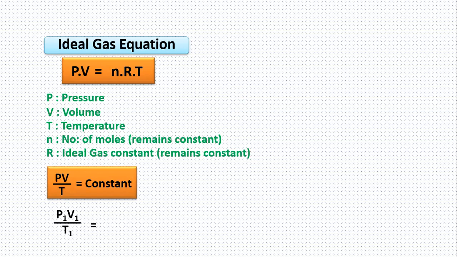So PV upon T is equal to constant. So we get here P1 V1 upon T1 is equal to P2 V2 upon T2. So we observed here the ideal gas equation and we learn here how to use the ideal gas equation. P1 V1 upon T1 is equal to P2 V2 upon T2.